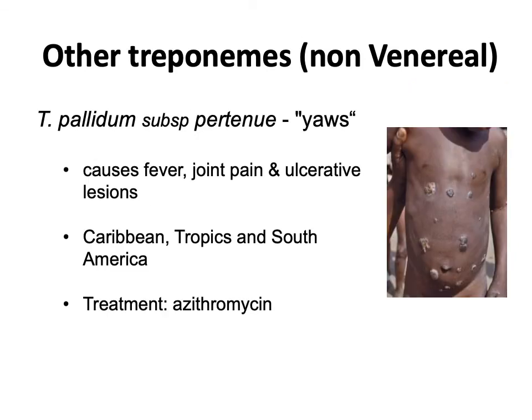Treponema pertenue causes the disease yaws. It is transmitted through contact with the fluid from infected skin lesions, and therefore it too is not a venereal disease. The infection primarily targets the skin, bones, and joints. Symptoms include fever, joint pain, and ulcerative lesions. The disease mainly occurs in the Caribbean, tropics, and South America.